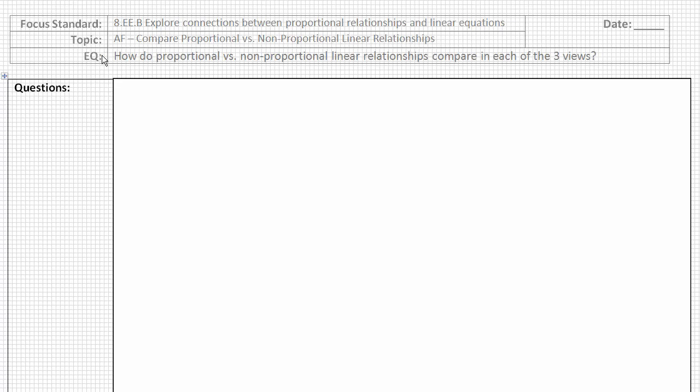Our essential question for today is, how do proportional versus non-proportional linear relationships compare in each of the three views? Please take a moment, pausing the video if you need to, to make sure that you have your header complete along with today's date. Be sure you have the standard, the topic, and the essential question copied down, as well as a question column and a note column, and resume the video when you're ready to begin.